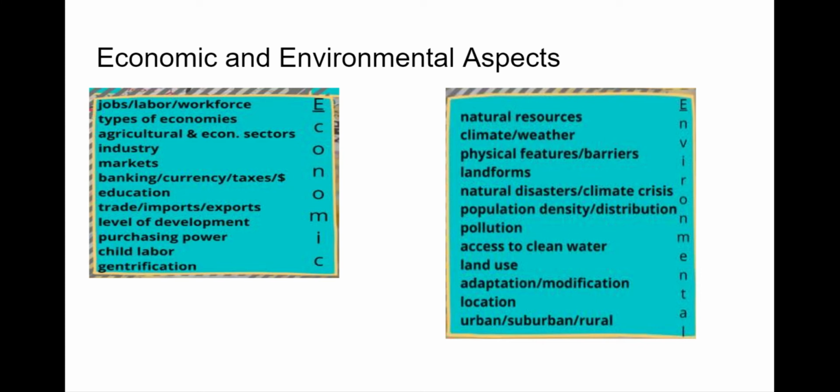The next one is environmental. How are natural resources being used? What do you see in terms of specific human-environmental interaction? How do people interact with the environment? How do they use the land? How do they modify the land? How do they access natural resources or clean water? What effect do people have on the environment? That might be pollution. It might also relate to climate change and the effect that climate change has on the environment. So what things related to the environment do we see?